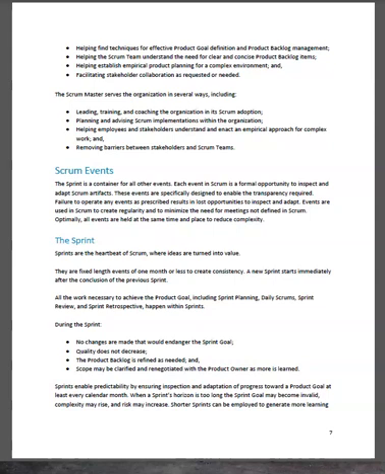Quality does not decrease. The product backlog is refined as needed, and scope may be clarified and renegotiated with the product owner as more is learned. Sprints enable predictability by ensuring inspection and adaptation of progress toward a product goal at least every calendar month.